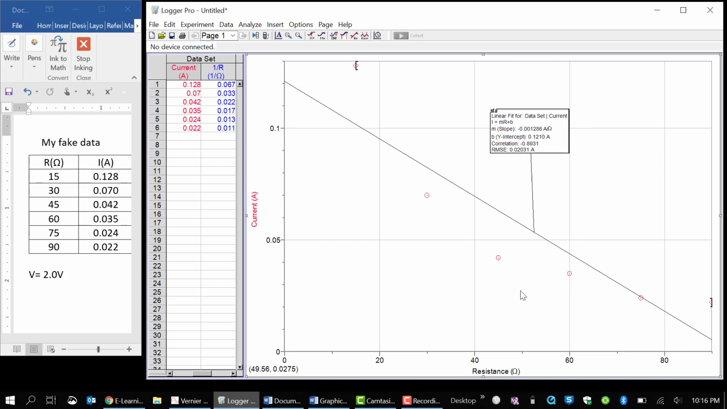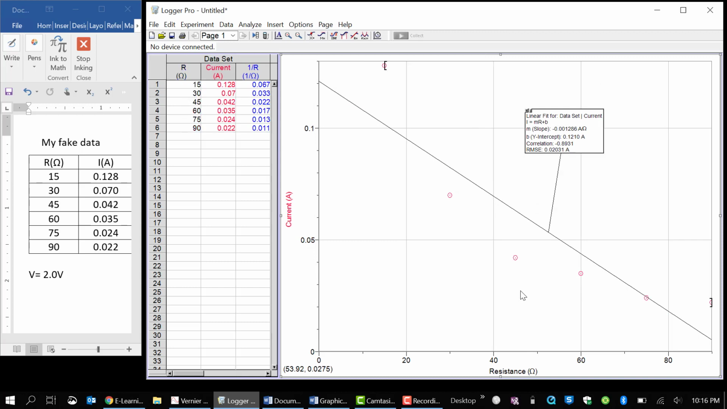Now I'm going to hit Control R so you can see all three of the columns. I've created that blue column right there, 1 over resistance, and the computer took the value of resistance, did 1 divided by that, and put it in my new column. That's the easiest way to get from resistance to inverse resistance.